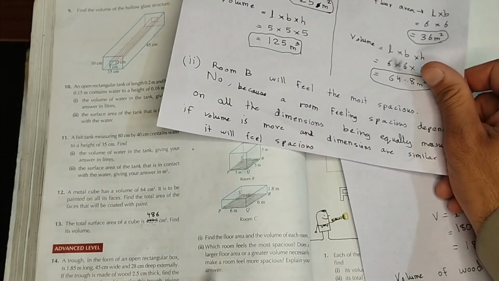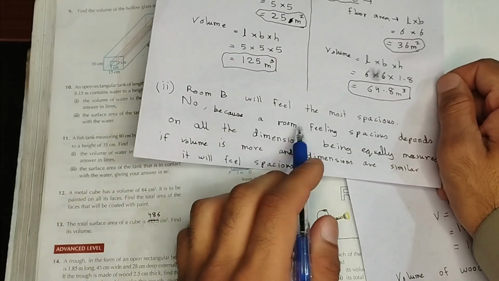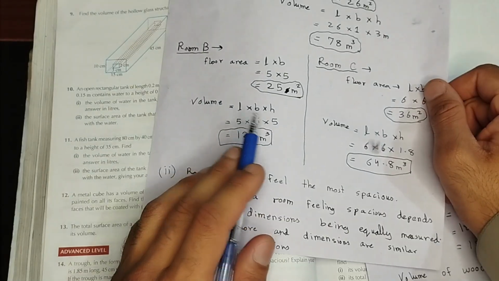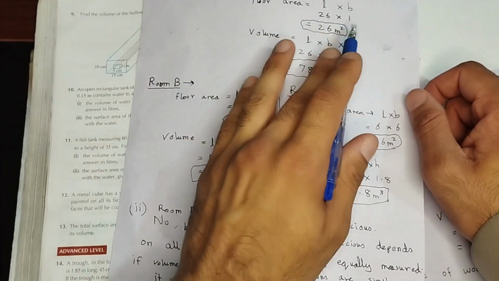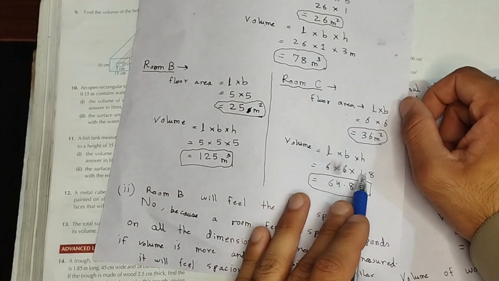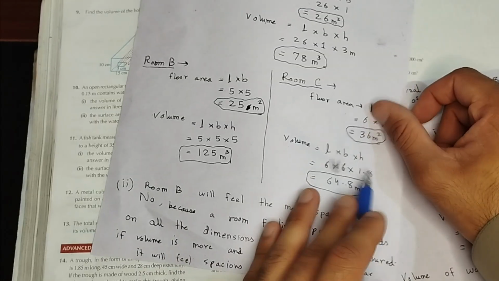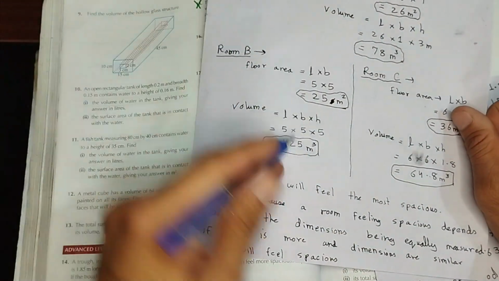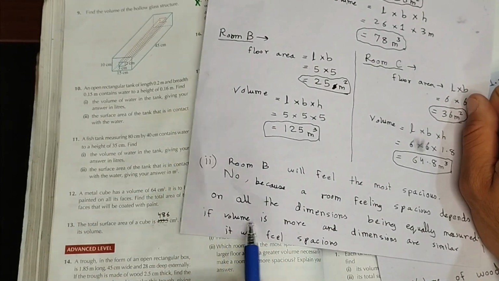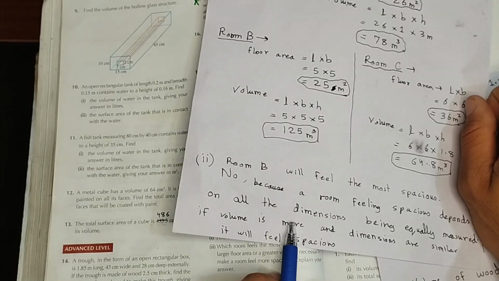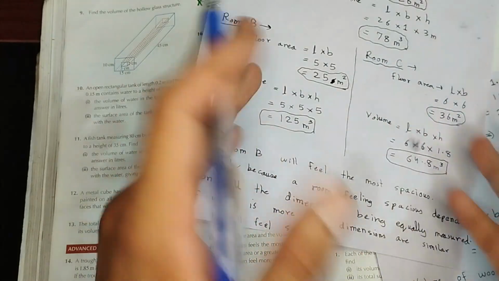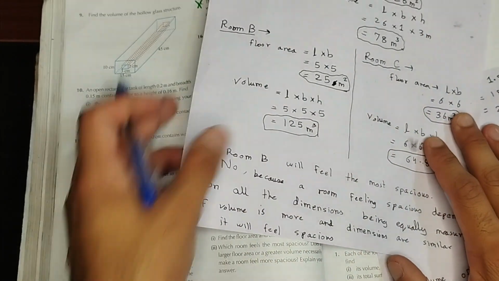So the second part of this question, you're going to answer it like this: no, because the room feels more spacious depending upon all the dimensions being equally measured. In room B, we have 5, 5, and 5, while in room A, the breadth is only 1, so it will feel cramped due to that. And in room C, the height is only 1.8. It will feel cramped because of that. But in room B, all of them are equally spread out, and they have good enough space. That's why room B will feel the most spacious. And yes, if the volume is more, that does mean it's more spacious, but the dimensions are supposed to be similar to one another too. For example, length, breadth, and height should be similar to one another, if not exactly equal, for it to feel spacious. Okay, that's basically it.